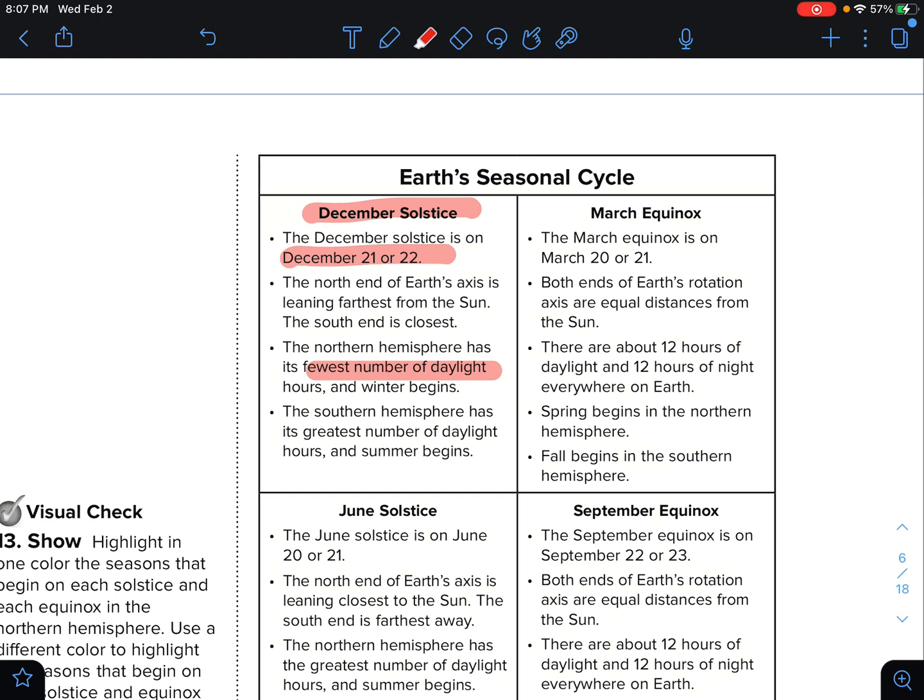Now the southern hemisphere, they're most toward the sun. So they would be getting a lot of sunlight. The southern hemisphere has its greatest number of daylight hours and summer begins. Remember, the seasons are opposite. So if it is winter in the northern hemisphere, then in the southern hemisphere, it is summer.